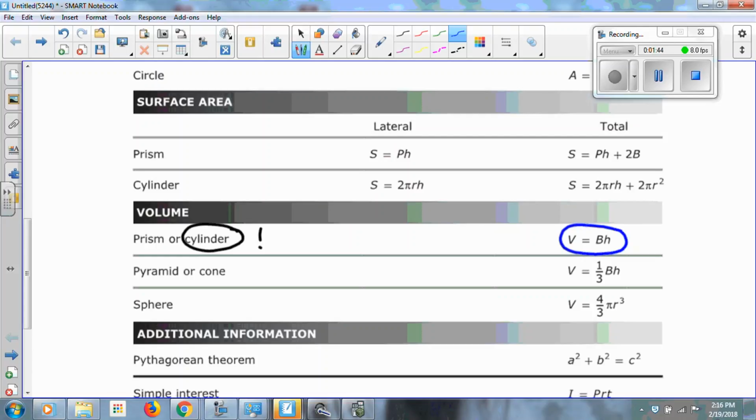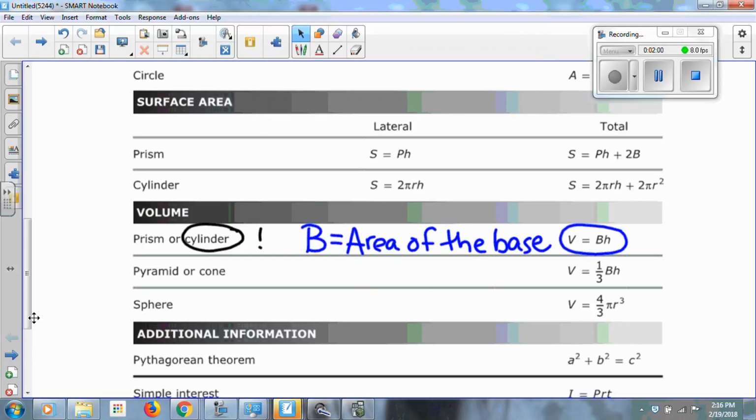equals area of the base. So what I want you to focus on right now is writing what I write. Remember, if I write it, it is obviously important. Big B is area of the base. So if you have to chant that, say it 10,000 times, whatever you need to do to understand that big B is area of the base, that will help you out.